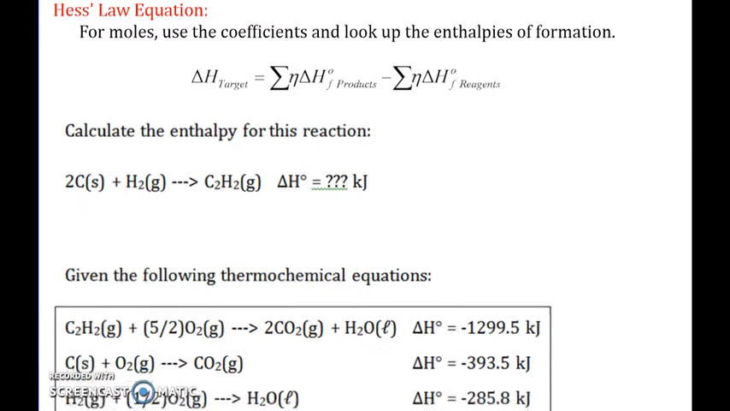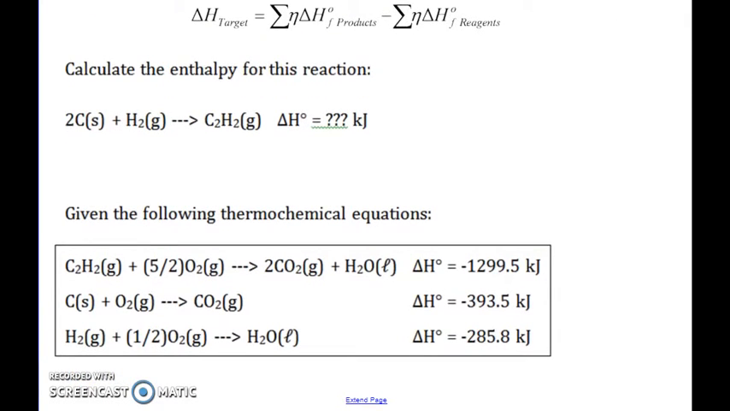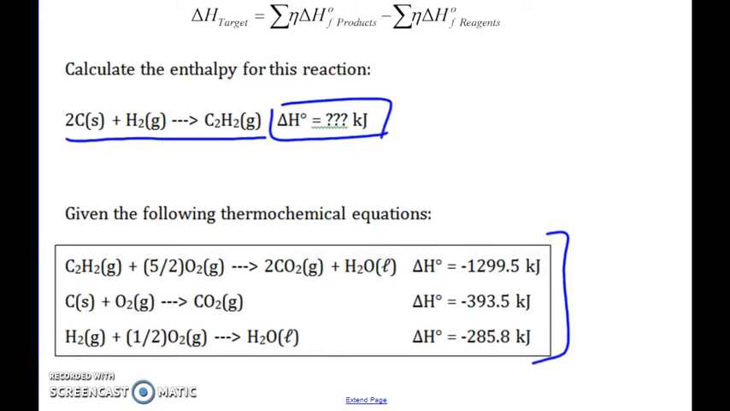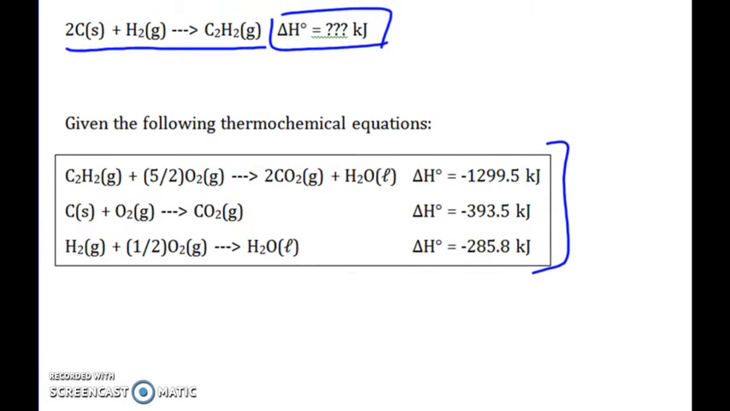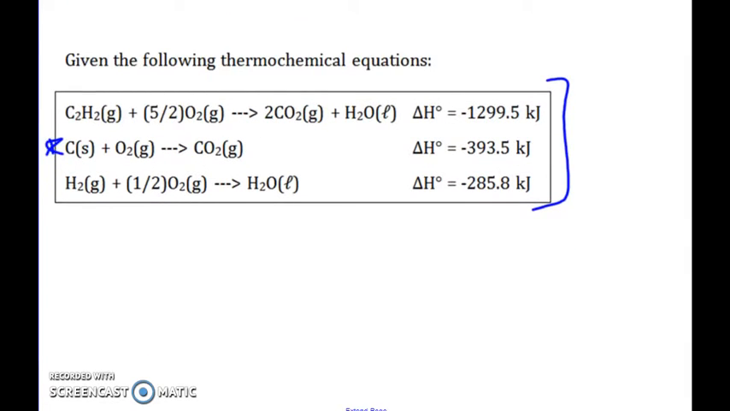So this time we're going to be looking at this equation right here. 2 carbon solid plus hydrogen gas is going to produce ethyne, C2H2. What is our enthalpy? We're given these 3 half reactions. So what can we work with? Well, for starters, we know that we need carbon on the left side, but we need 2 of them. This equation only has 1. So therefore what we can do is double everything.